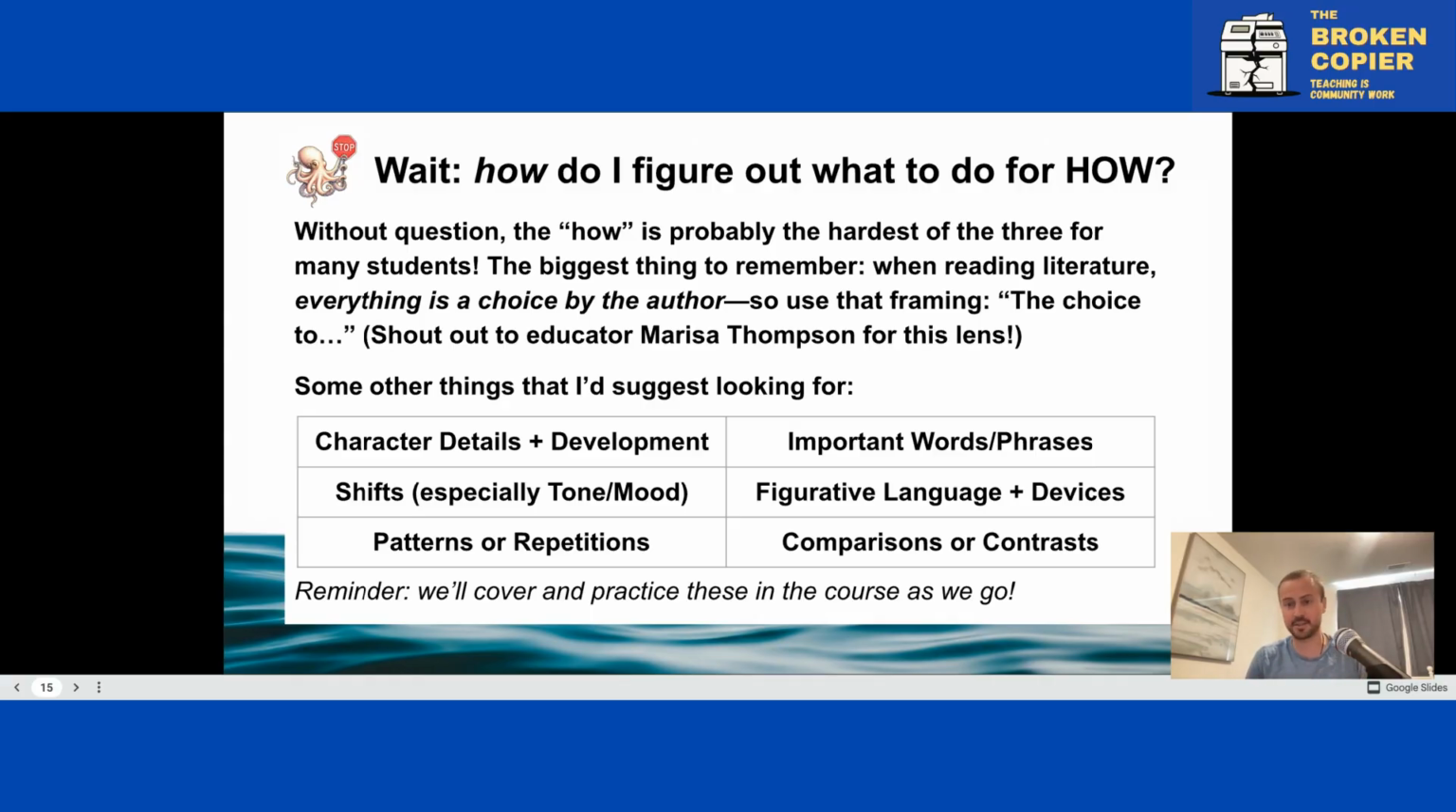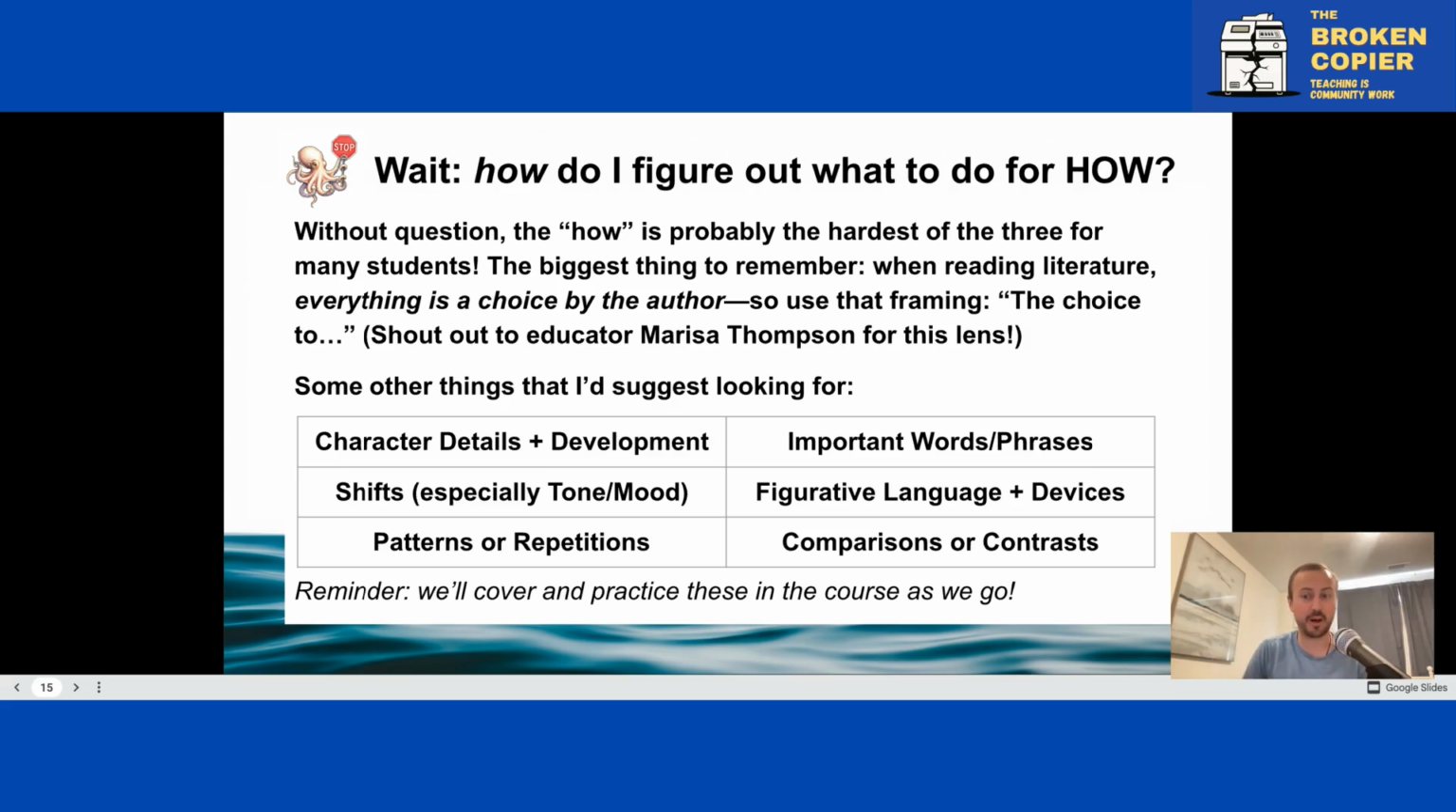We do a lot of connotation and diction work in our class. Of course, figurative language, though I don't want that to be the only thing my students look for. And then juxtapositions, one of my personal favorite words, comparisons or contrast. Oh, this character is put next to this character. And I really think you have to model this. This is on me as a teacher to model what this looks like. We will do a lot of modeling first.